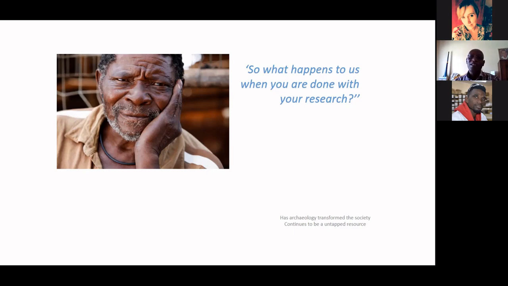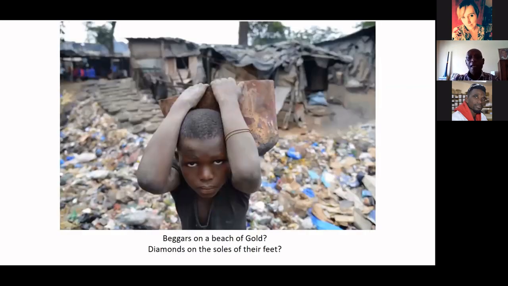And one of the key questions that communities ask after they've done our research, our brilliant research that is coming from Southern Africa, they always ask the question, so what happens to us when you're done with your research? That question has been bothering me for a while because I've failed to find adequate answers in most cases. And this brings the question whether archaeology has really transformed itself such that it can contribute in improving the quality of life of ordinary people.